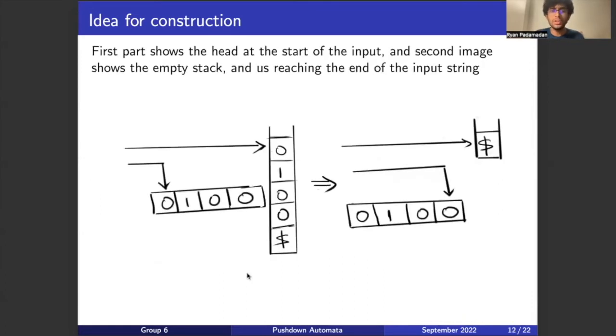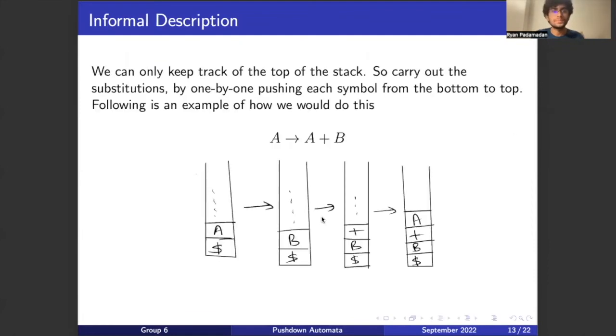So this is how it would look. After all the substitutions, we get the string onto the stack, followed by the symbol that denotes the empty stack, and then read in each input symbol and pop them as we go. And finally, when we reach the end and have an empty stack symbol, that means we accept the string.